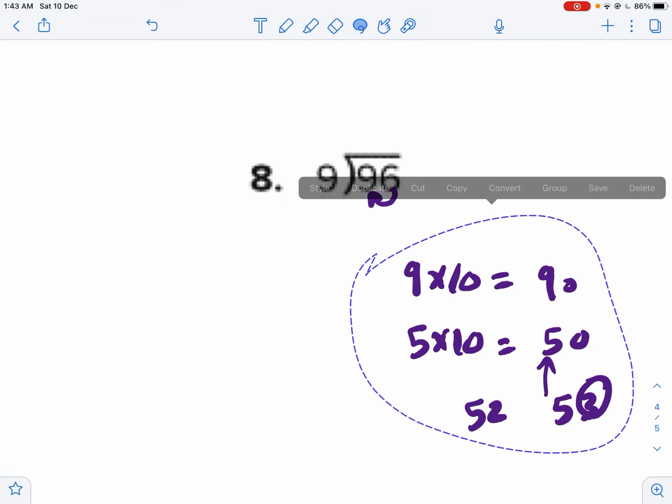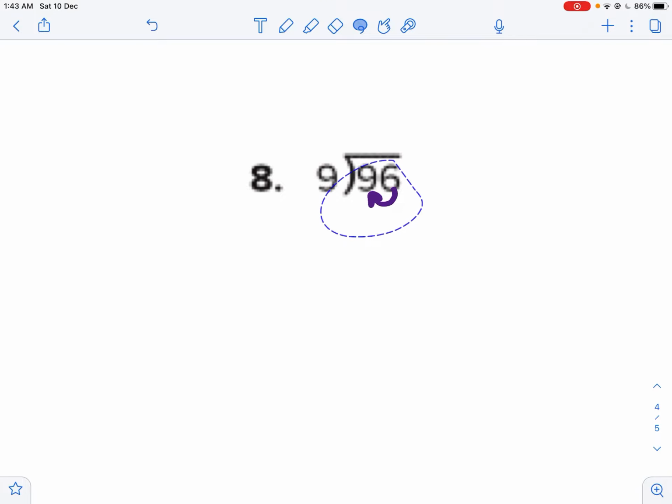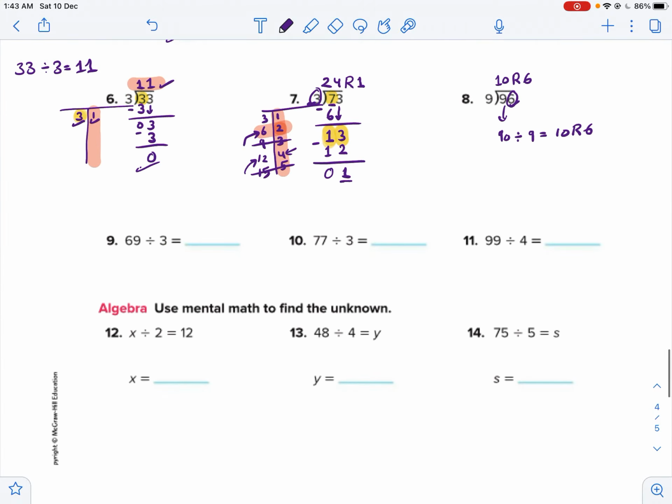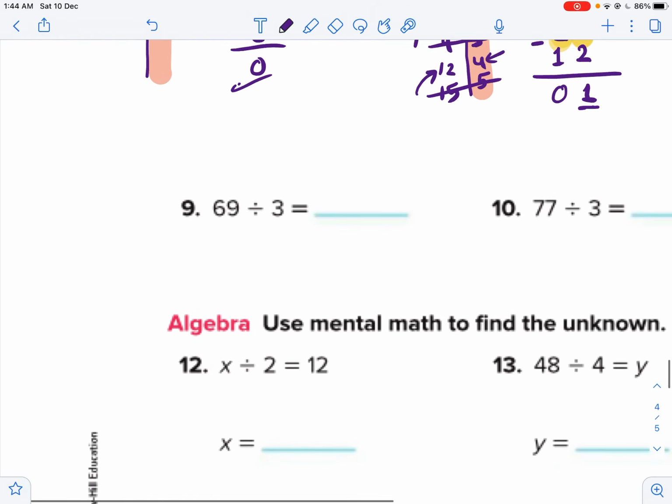So just from looking, if we took this 6 away, we consider this number as 90, and 90 divided by 9, of course, equals 10, and then you add this small number, which is the 6, and the remainder is 6. So you will say the answer is 10, the remainder is 6. So let's continue here because it was an easy one. This is why I don't want to do it in steps. Let's do this one here.